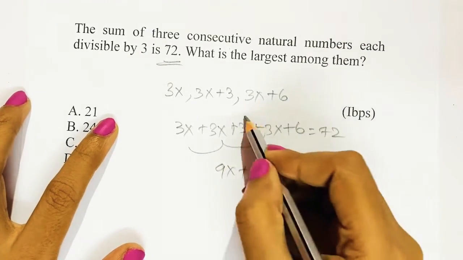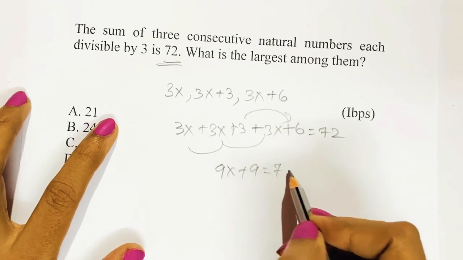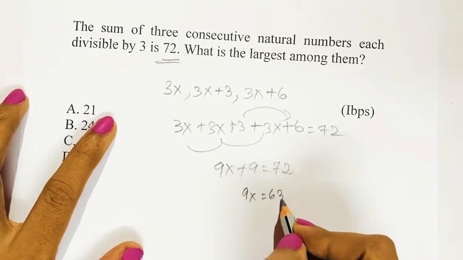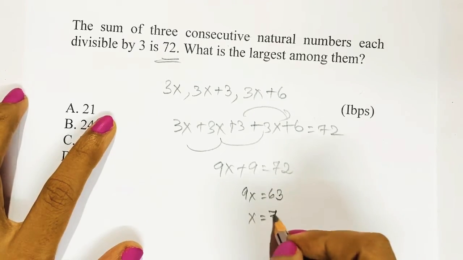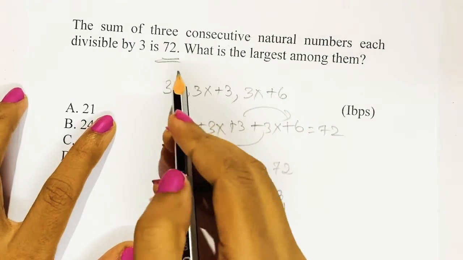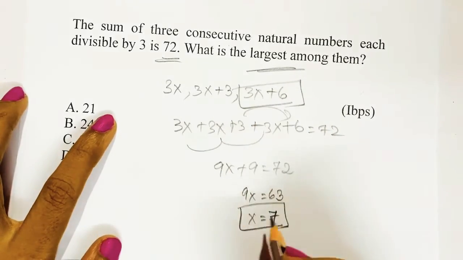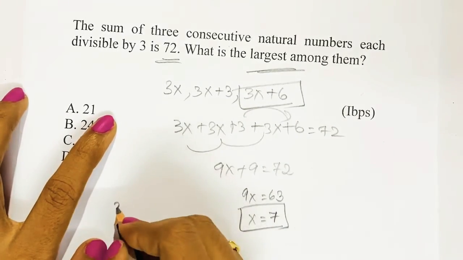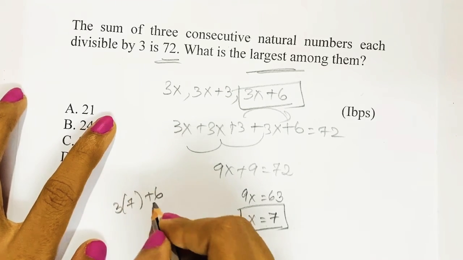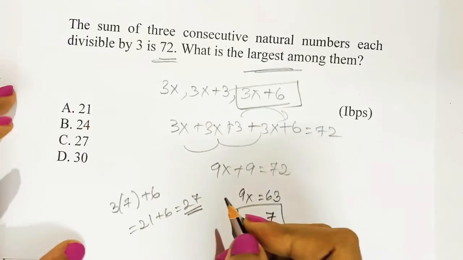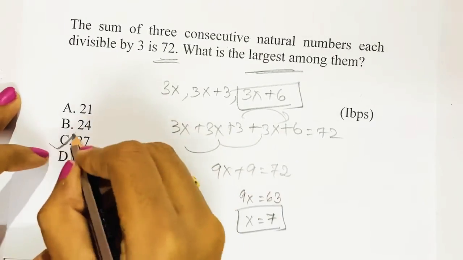9x plus 9 is equal to 72. 9x is equal to 72 minus 9, which is equal to 63. x will be equal to 7. They are asking us to find the largest. The largest is 3x plus 6. When we substitute x to be 7, it will be 3 into 7 plus 6, which is equal to 21 plus 6, equal to 27. So the answer is option C, 27.